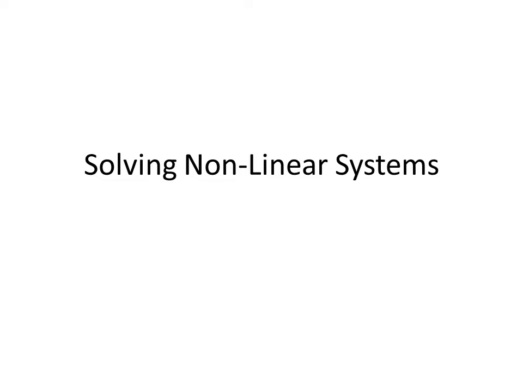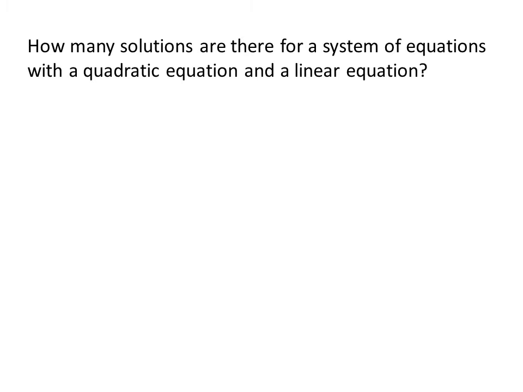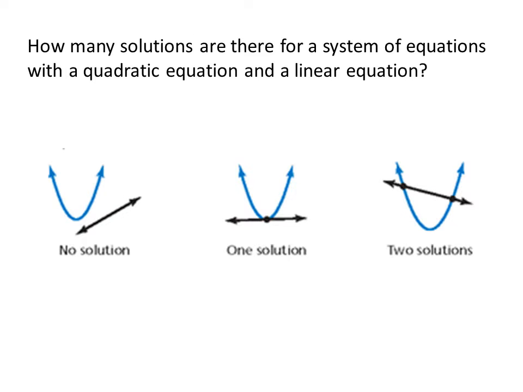All right, let's talk about solving nonlinear systems. So how many solutions would there be for a system of equations that has a quadratic equation and a linear equation? Well, I could have no solutions where they don't cross at all. I could have one solution where this line would be tangent to the parabola, tangent meaning that it only crosses at one point. Or I could have a line that cuts through the parabola at two places and I would have two solutions.